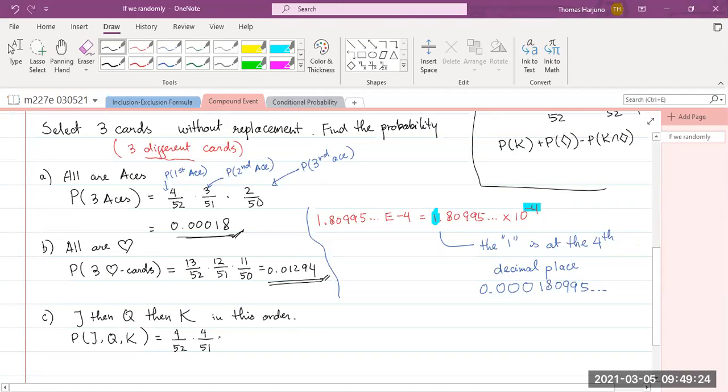Times, what is the probability of getting a king after that? There are 4 kings out of only 50 cards. There will be 4 to the power of 3 divided by the product of 52 times 51 times 50. Ooh, that's a small one. I see this on my calculator.